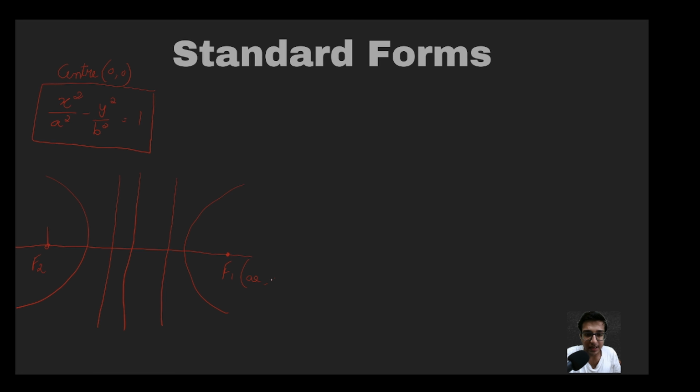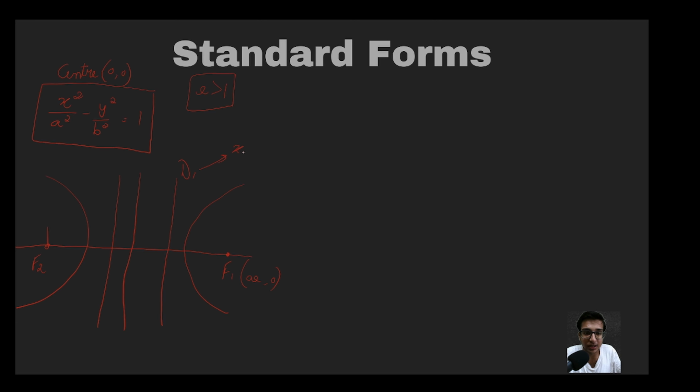Focus is written as (ae, 0), the same as we had written in ellipse. Now you can understand that in hyperbola e is greater than 1. That means ae would be a value which is greater than a. In ellipse we had studied that the focus is also ae, but in that case e was less than 1. That means ae would have been less than a. Here it is completely different.